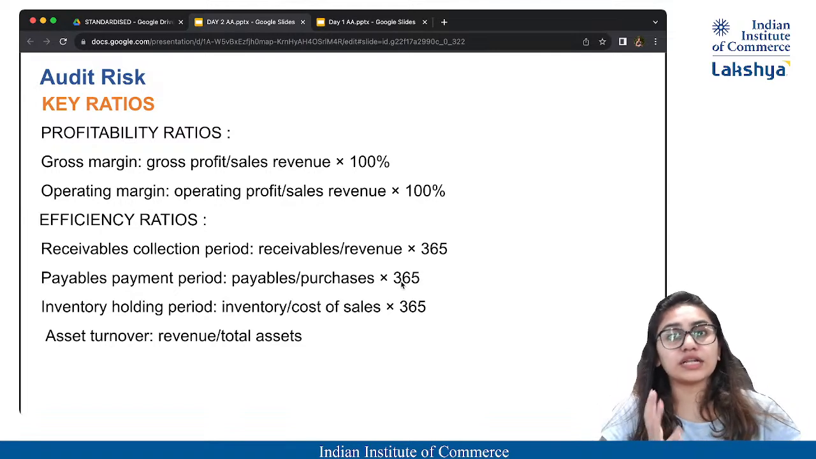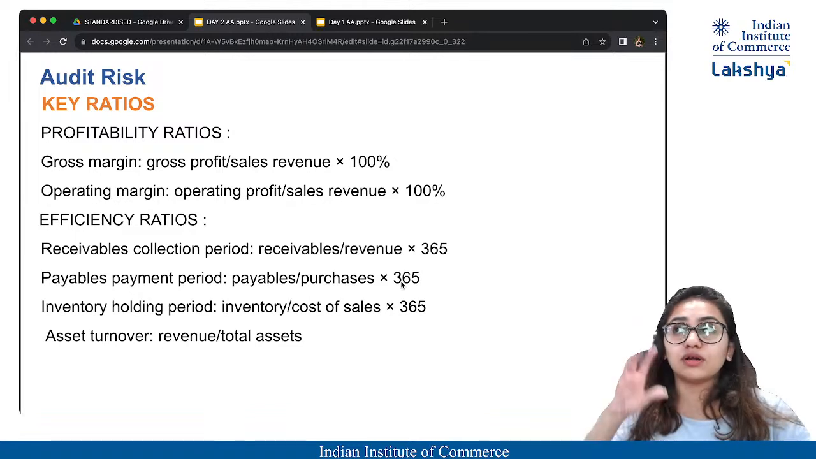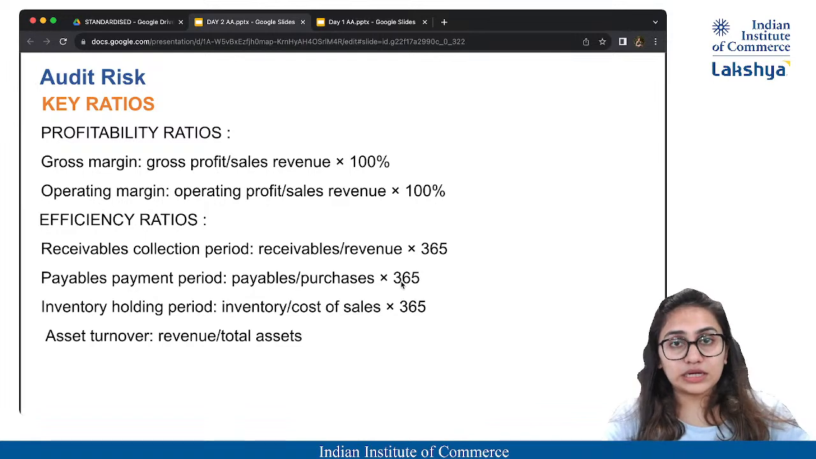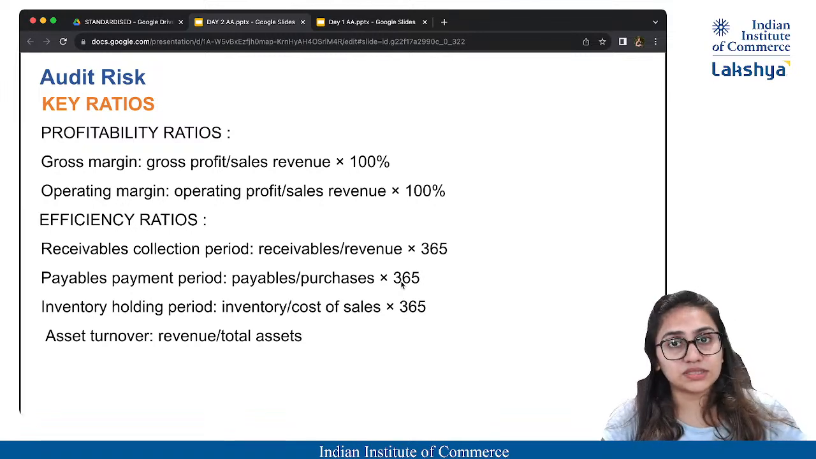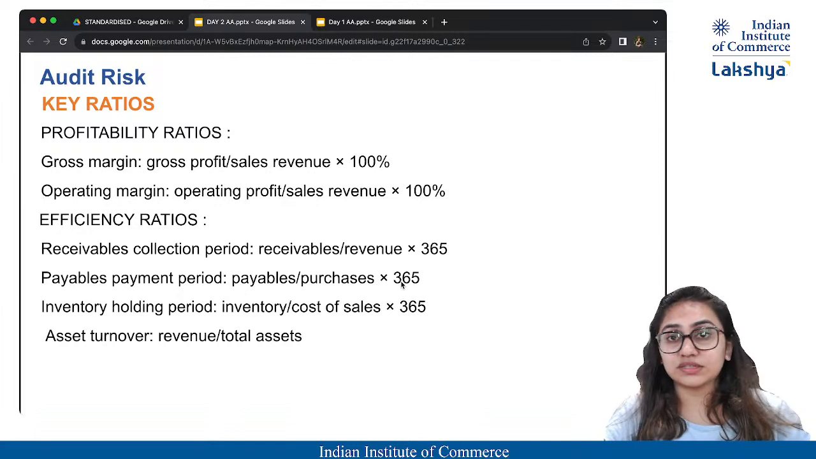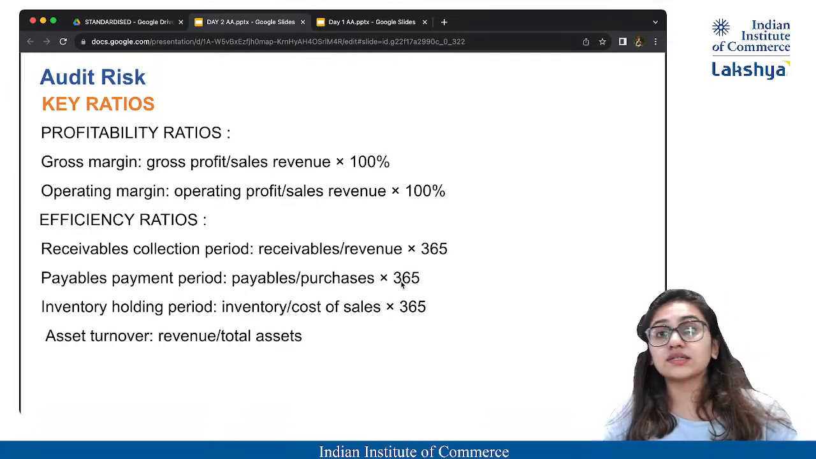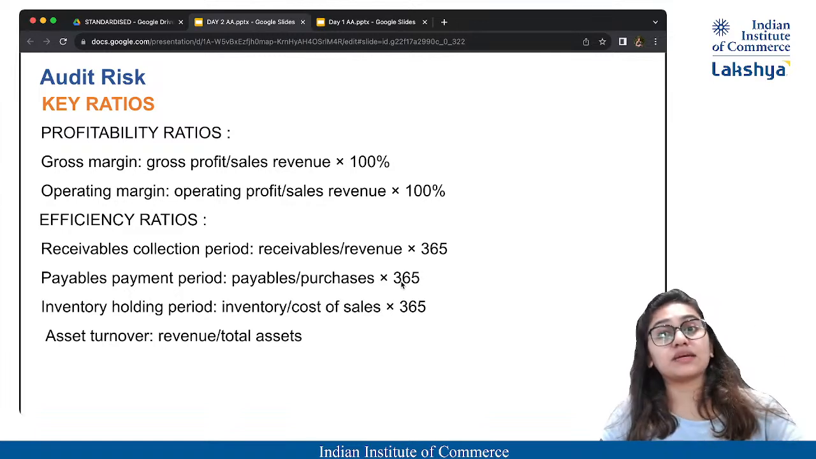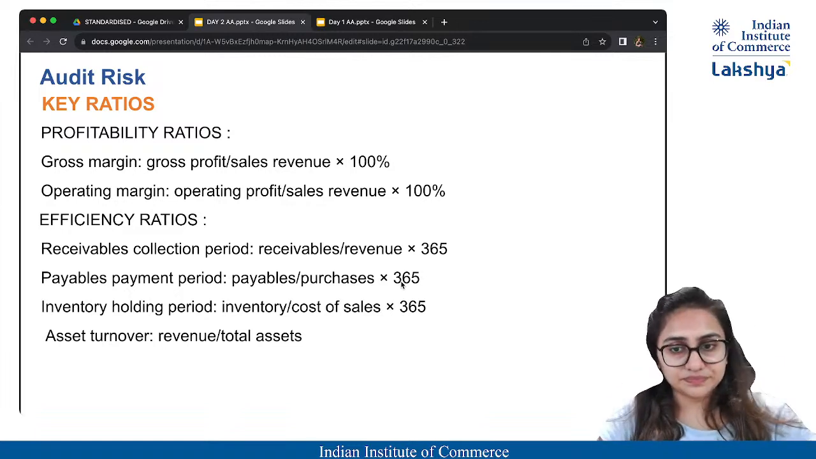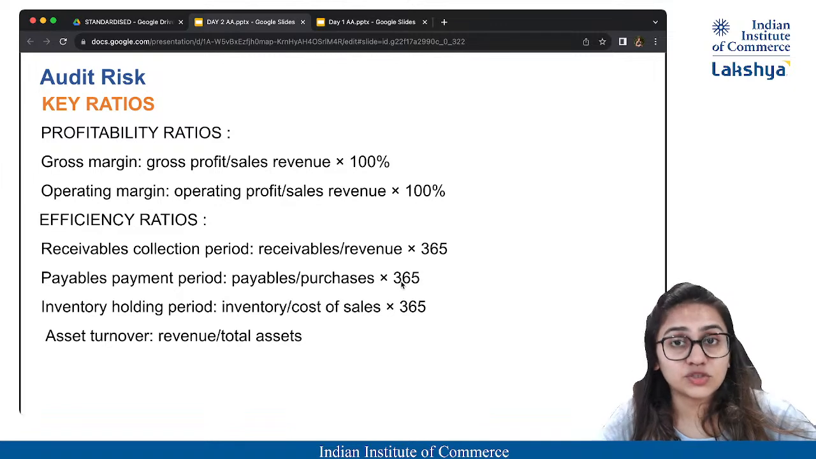What is the receivables collection period? It gives you an idea of how quickly you're collecting your receivables. If 3 people have to pay me back my money, my collection period will give me an idea of what is the cycle of my receivables. How quickly am I receiving my receivables? Am I receiving it in 50 days? Am I receiving it in 40 days? The lesser it is, the better. The lesser it is, from my perspective, the better that I'm getting my money back. My cycle is quick. That is the receivables collection period.